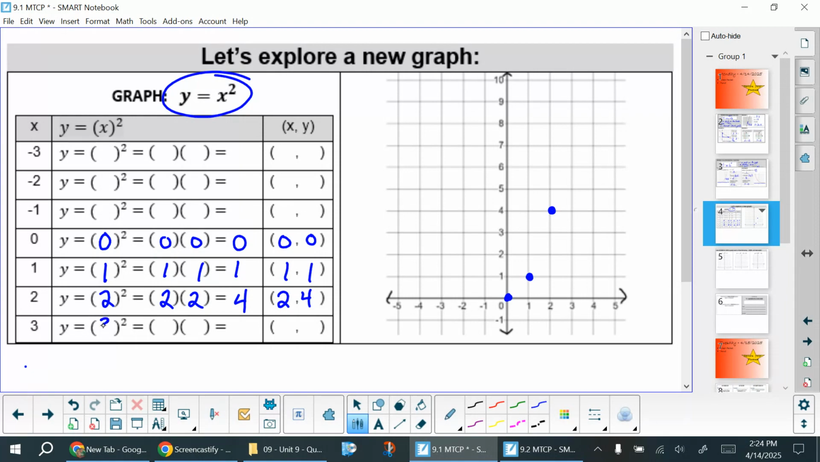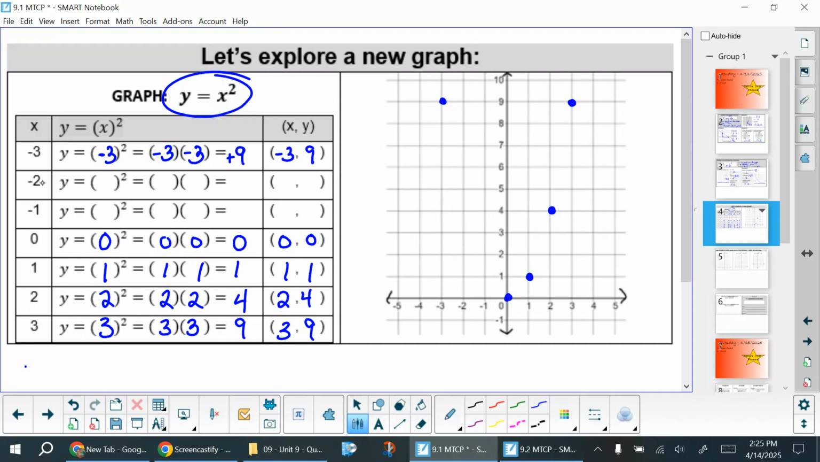And when I plug in 3, 3 squared means to take 3 times 3, which is 9. So my x, 3, my y, 9. (3, 9) is my point. So I did all those positive ones first. The negative ones we have to be just careful of. When I plug in negative 3, that means I'm taking negative 3 times negative 3, which is a positive 9. So I actually get the coordinate (-3, 9).